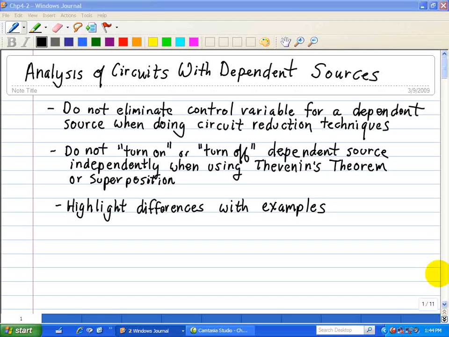Next, we're going to discuss the analysis of circuits containing dependent sources. With certain modifications, the analysis tools developed for passive circuits also apply to active circuits as well. Circuit reduction applies to active circuits, but in so doing, we must not eliminate the current variable for a dependent source. Also, we do not turn on or turn off a dependent source independently when using Thevenin's theorem or superposition. And I'm going to highlight these differences with examples.